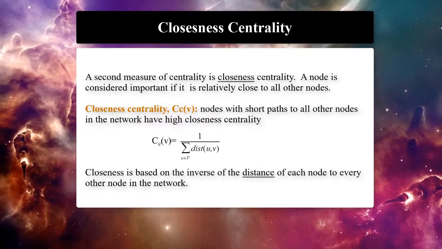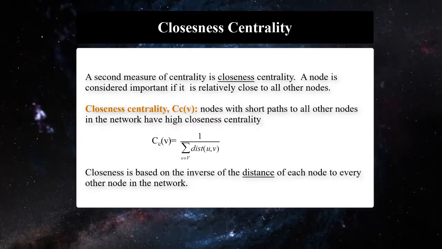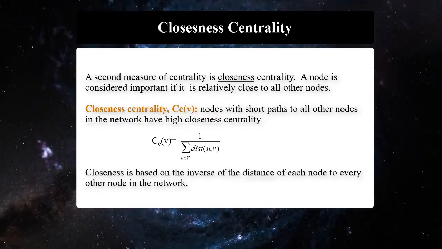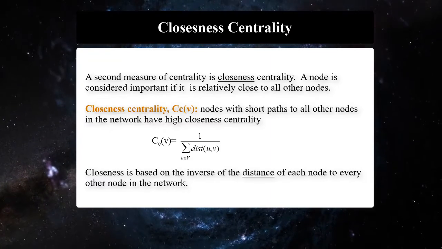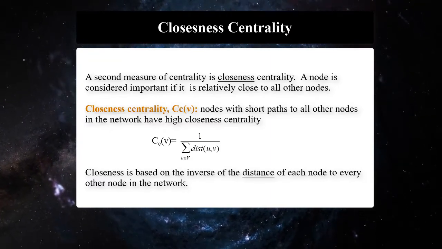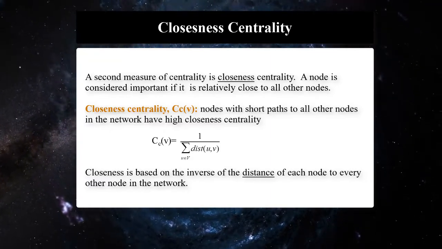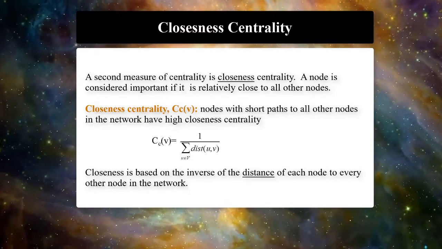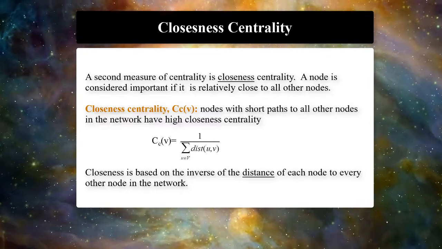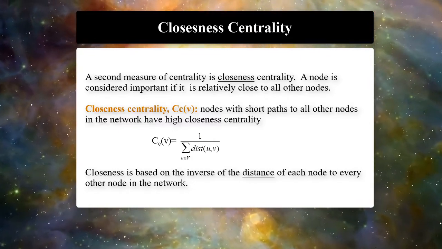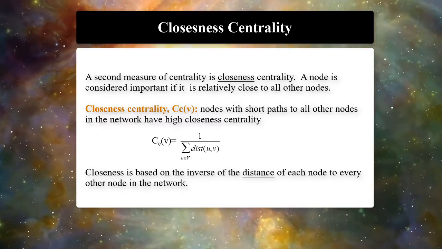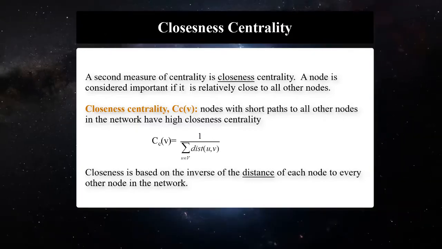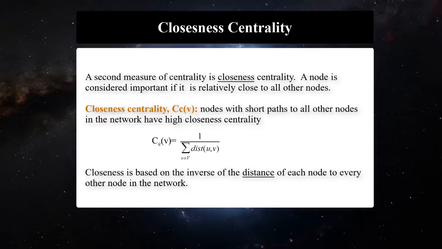A second measure of centrality is closeness centrality. A node is considered important if it is relatively close to all other nodes. Closeness centrality is defined in terms of the geodesic distance between nodes in a graph or network. Nodes with short paths to all other nodes in the network have high closeness centrality. Closeness of a node is formally defined as the inverse of the summation of distance of each node to every other node in the network.